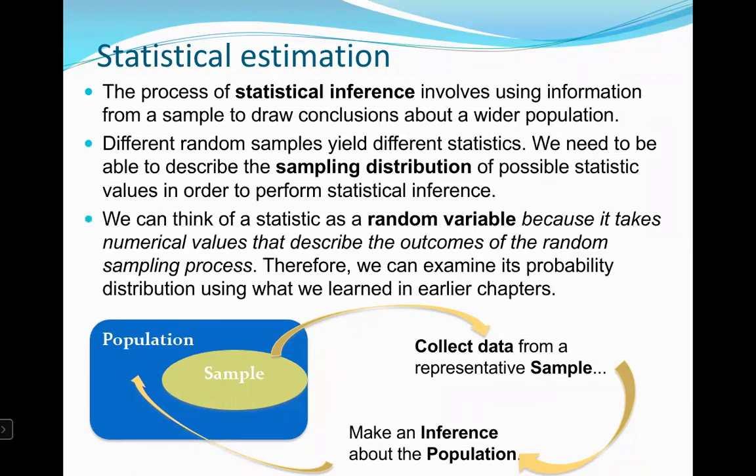We can think of a statistic as a random variable because it takes numerical values that describe the outcomes of the random sampling process. Therefore, we can examine its probability distribution using what we learned in earlier chapters.